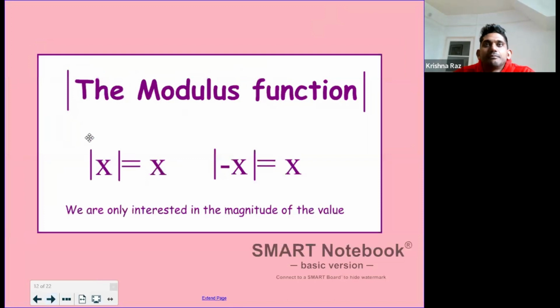So a little recap. Remember, the modulus function is simply where we're interested in the magnitude of the value and not the sign. So the modulus of x would be x. The modulus of minus x would also be x.